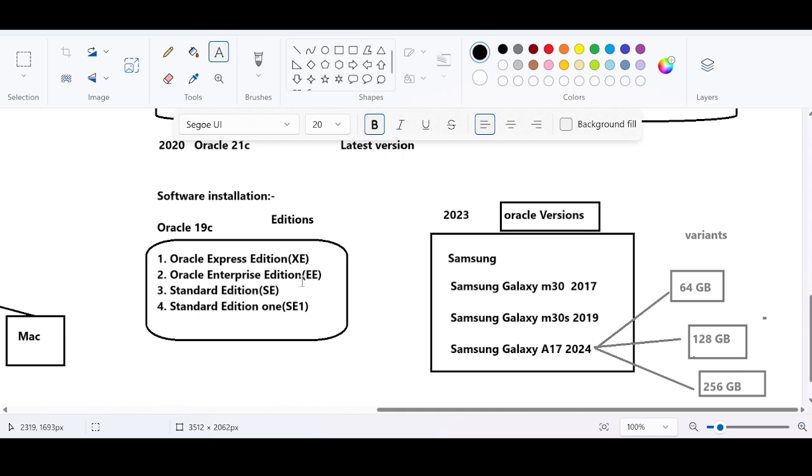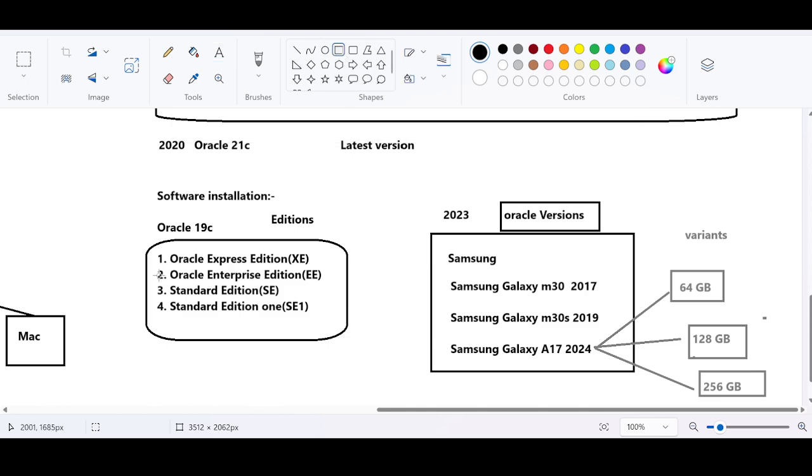Making sense? Right? Now, if you ask me what I have to download. You have mentioned four editions. What edition do I have to download? We will be going for Oracle Enterprise Edition. It has all the features of Oracle, the full-fledged features of Oracle. Why can't I choose the remaining editions?